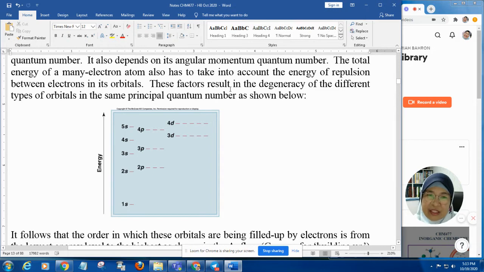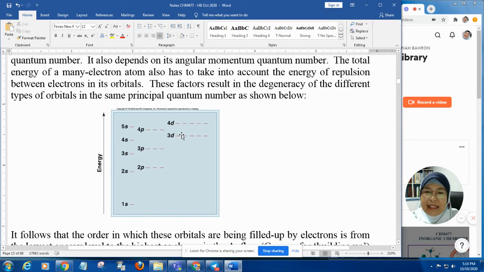The factors of repulsion result in degeneracy of the different types of orbital in the same principal quantum number, as shown below. Generally, 1s is always at the bottom because it is very, very stable. In shell number 2, where you have 2s and 2p, when you have more than one electron, you find that the 2s is lower in energy compared to the 2p. Similarly, the 3s will have lower energy than the 3p, and the 3p will have lower energy than the 3d. So you can see here 3s, 3p, and 3d.